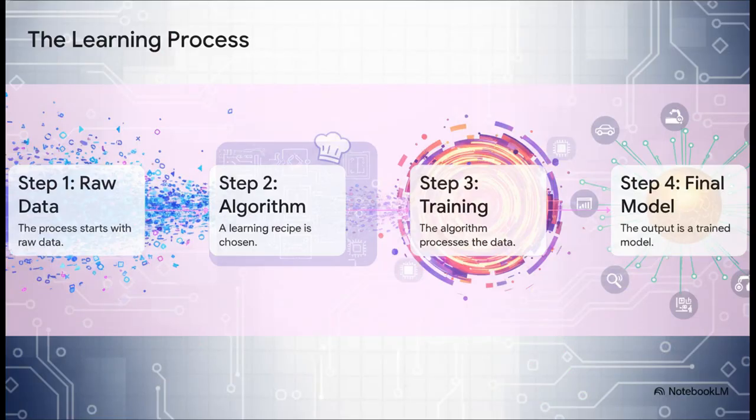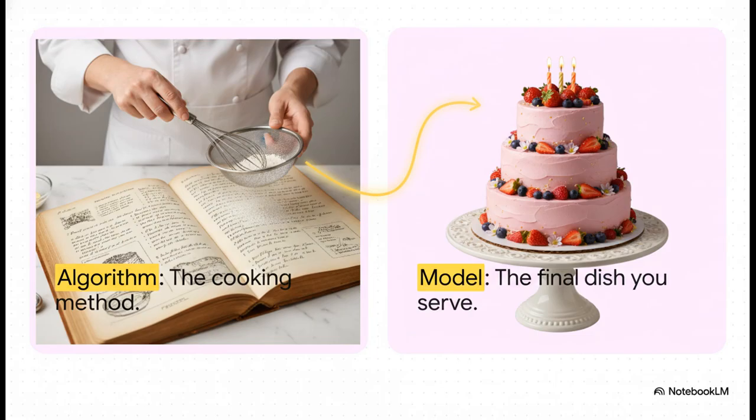So here's how that process actually looks in practice. You start with a big pile of raw data. Then you pick your algorithm, your recipe. That algorithm then crunches through the data in a process we just call training. And what pops out at the very end? The final trained model, all ready to be put to work. And you know what? This cooking analogy is just perfect. The algorithm is the detailed method you'd find in a cookbook. The model is the delicious, finished meal that you actually serve. One is the process, the other is the final outcome.